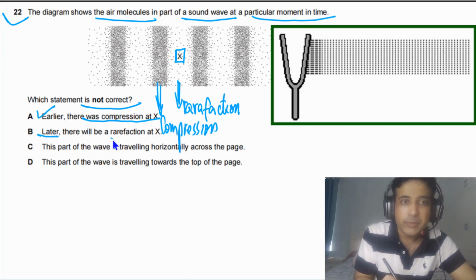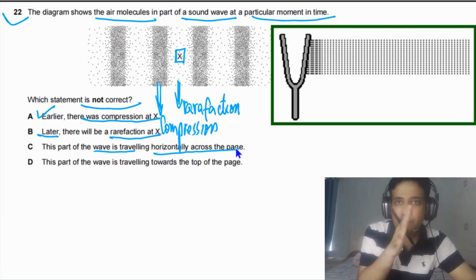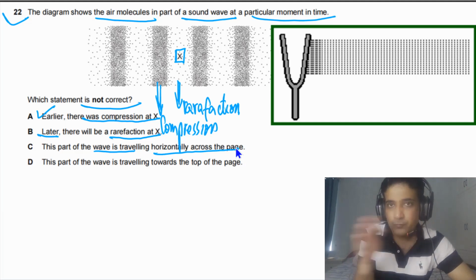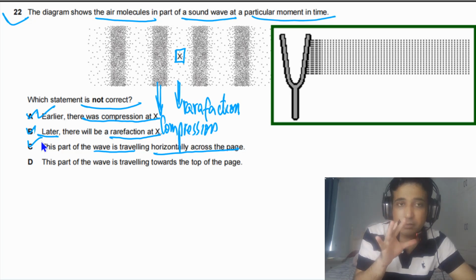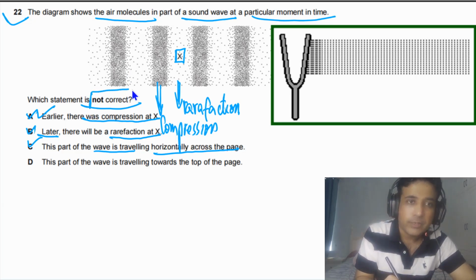Later, there will be a rarefaction at X. Yes. This part of the wave is traveling horizontally across the page. Yes. Sound waves travel in one direction. So A, B, and C, these options are correct. But we need to find out which one is not correct.